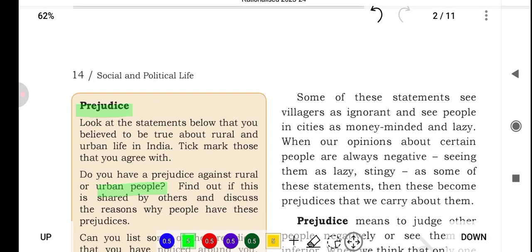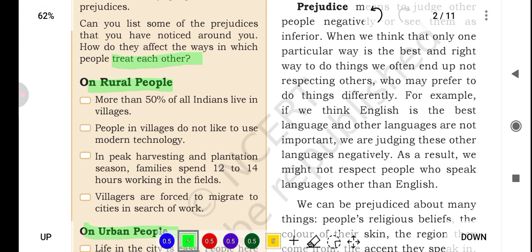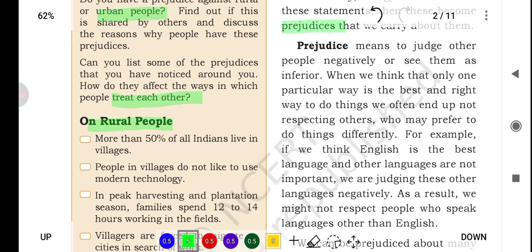What is the other para that is given here? Some of these statements see villagers as ignorant and see people in cities as money-minded and lazy. When our opinions about certain people are always negative, seeing them as lazy, stingy, as in some of these statements, then these become prejudices that we carry about them. Prejudice means to judge other people negatively or see them as inferior.